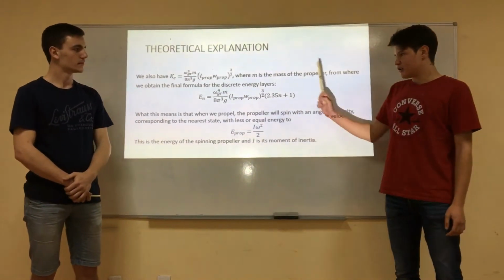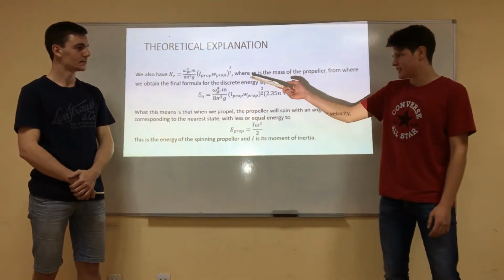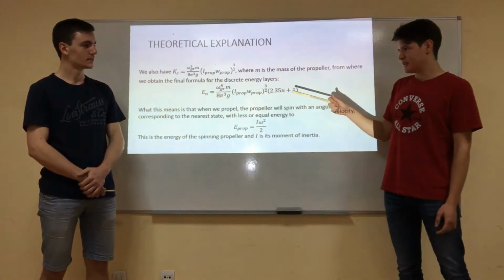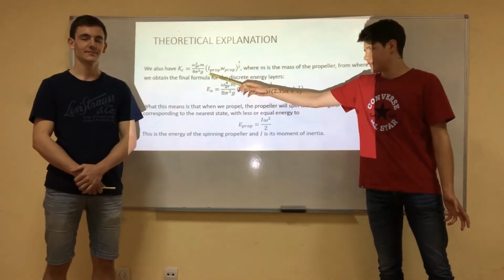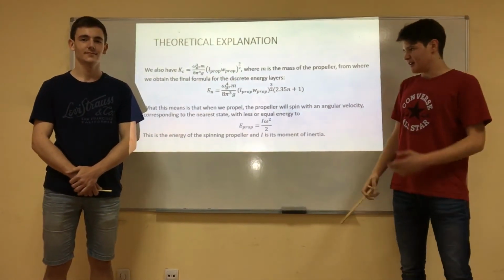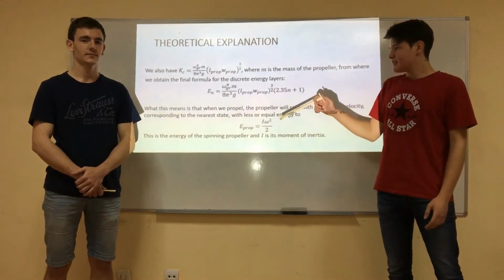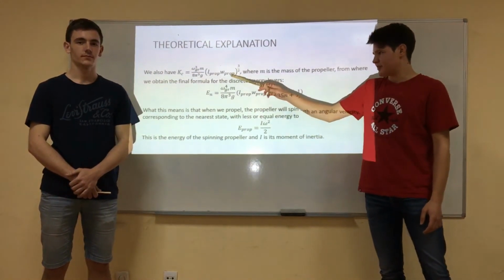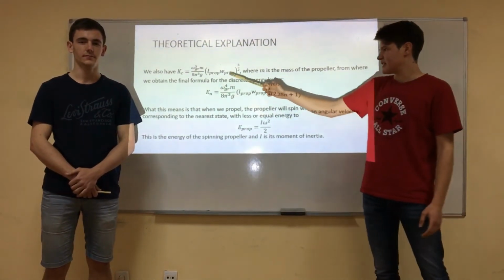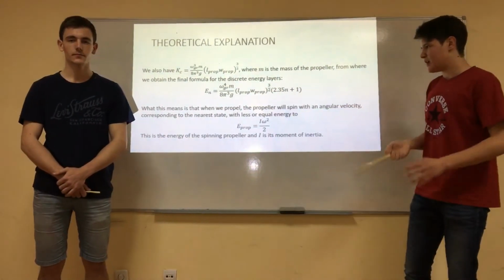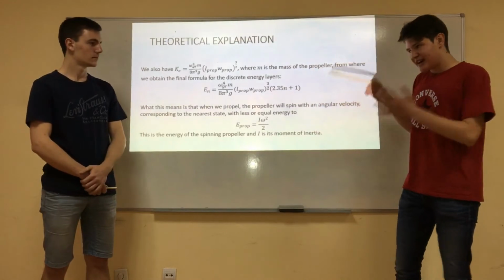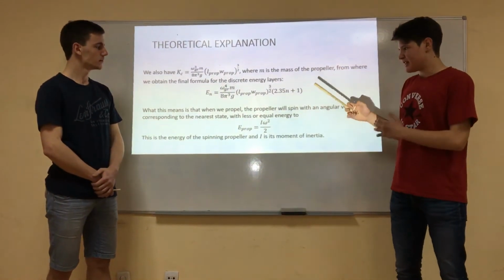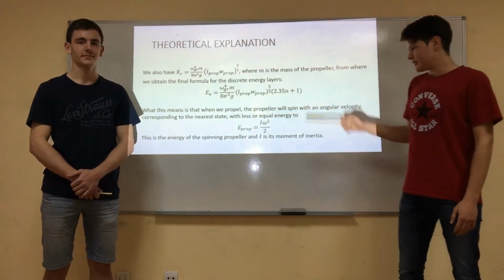Now, we can also rewrite the constant Kc. It is proportional to the basic physics constants, which is only the gravitational acceleration on the Earth's surface, and the propeller's dimensions, which are its mass, its length and width, and also the ground state angular velocity. So we can finally obtain the final formula for the discrete energy layers, which is shown here on the slide.